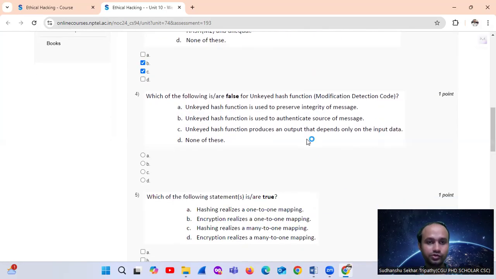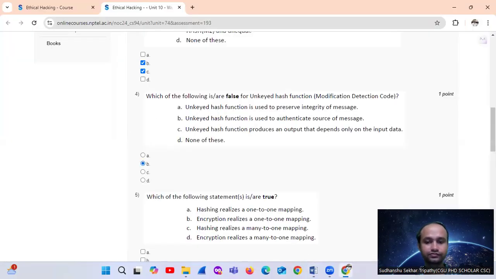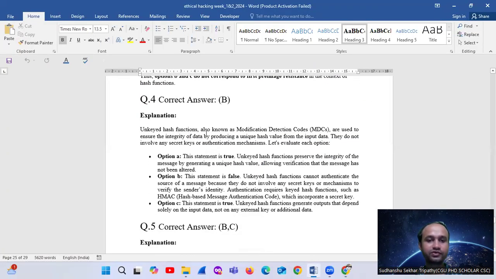Okay, so question number 4, which of the following are false for unkeyed hash function, that is modification detection code, MDC. Okay, so the answer will be option number B. So unkeyed hash functions, also known as modification detection code, are used to ensure the integrity of the data by producing a unique hash value from the input data. So they do not involve any secret keys or authentication mechanisms.